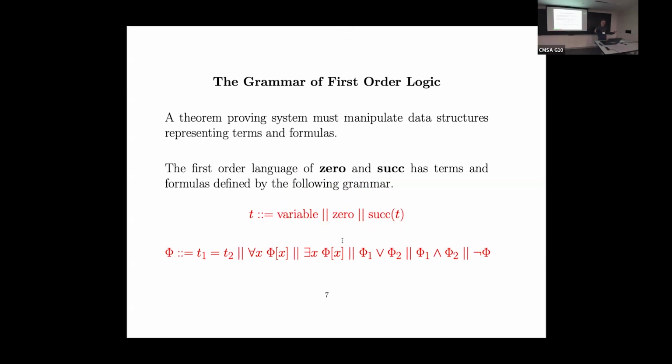So in this language, with zero and successor, I've got terms, and a term is sort of trivially defined. It's either a variable, the constant zero, or the successor of a term. And I want you to think of this as being like natural language, right? You say S goes to NP, VP. This is, a term goes to variable, zero, or successor of a term. And the formulas, you can think of them as grammatical language defined by a term. A formula is either an equation between terms, universal, existential, disjunction, conjunction, or negation. Okay, so we've got this language.